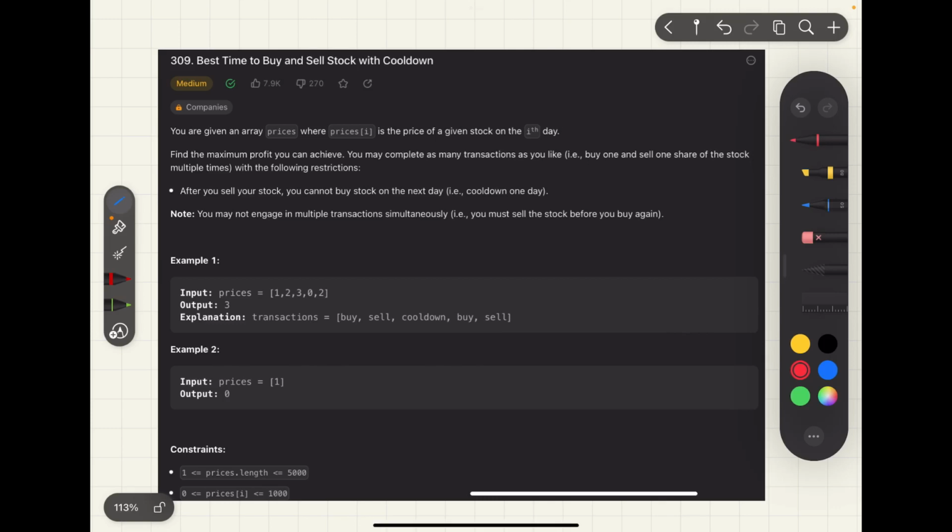So today we are discussing Leetcode problem 309, and this is one of the many variations of the stock buy sell problem. I've also added one hard level variation of stock buy and sell on the website.